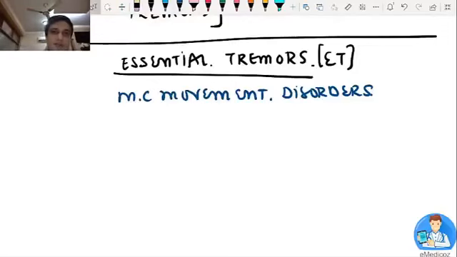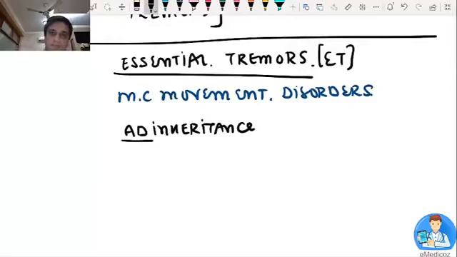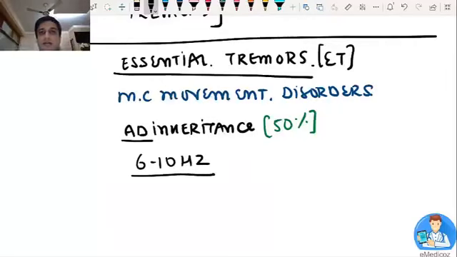The essential tremors, when I look at, come down in the family tree in an autosomal dominant trait. So autosomal dominant inheritance of the disease is seen with them, right? Around 50% of these patients have the disease coming down in the family tree, taking a ladder down of autosomal dominant trait. Apart from this, the tremors are in a frequency of 6 to 10 hertz.